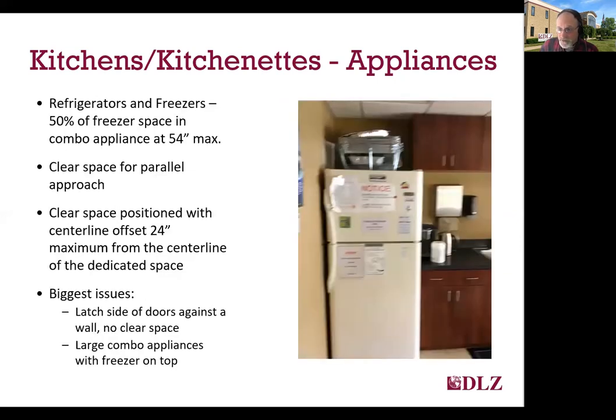Combination refrigerators and freezers are required to have at least 50% of the freezer space at a maximum of 54 inches above the floor. And the clear floor space or ground space should be positioned for a parallel approach and allow for someone to actually get to that door.